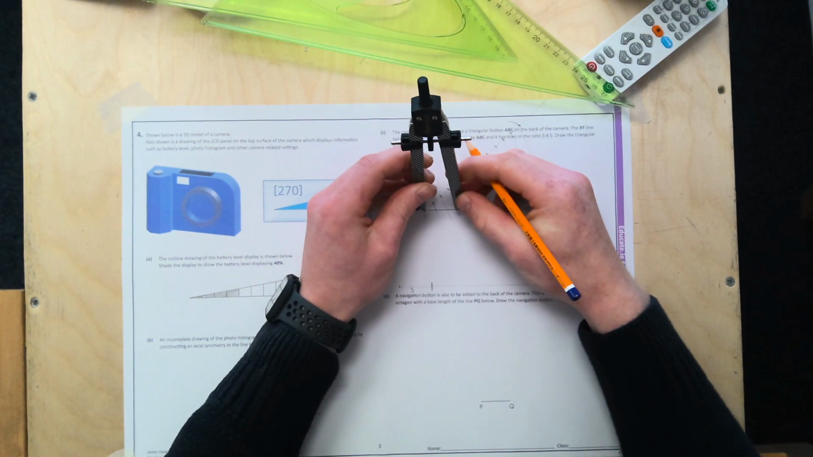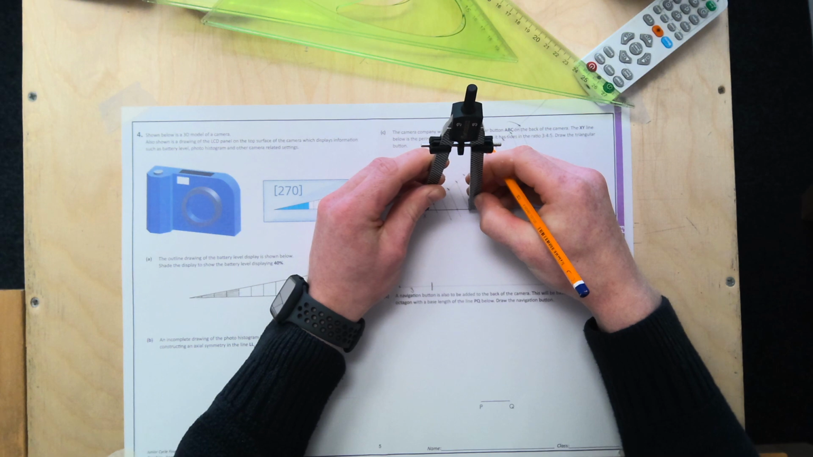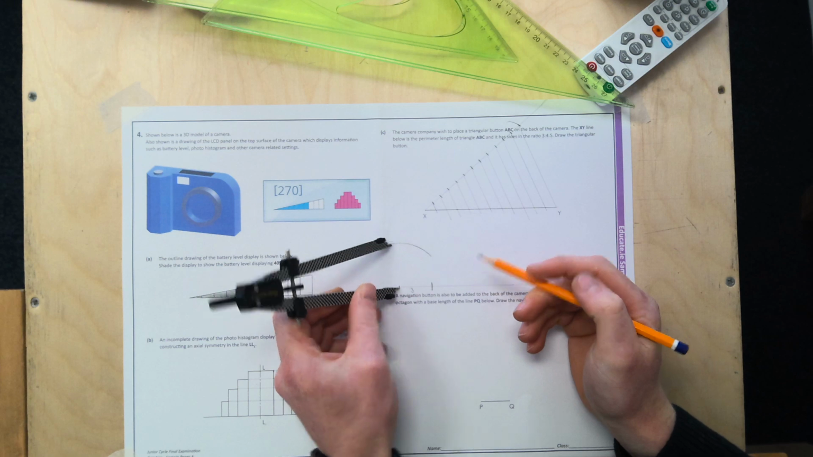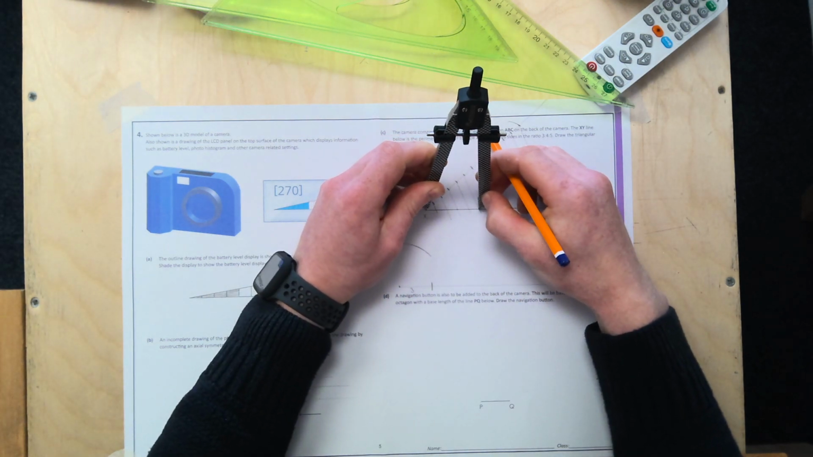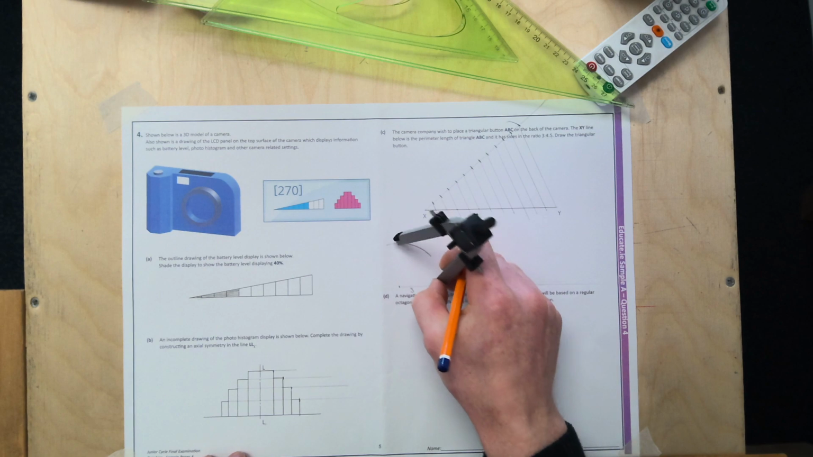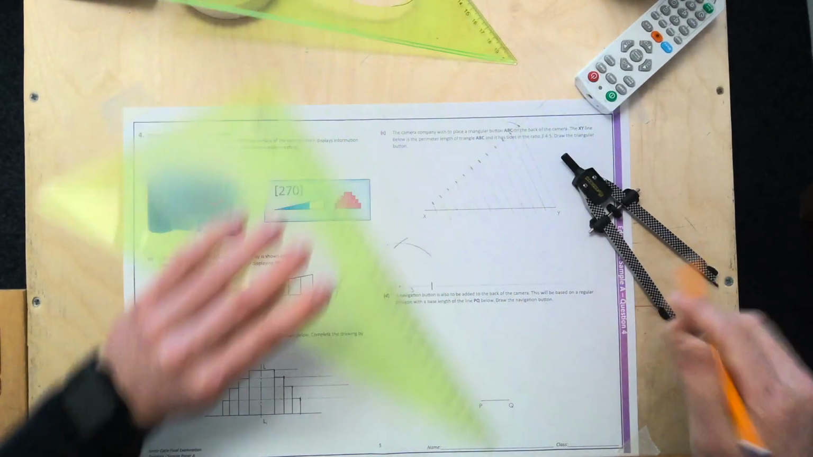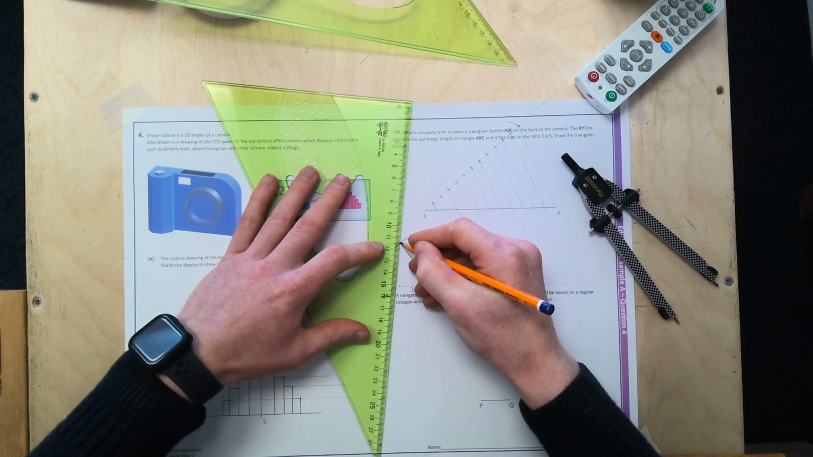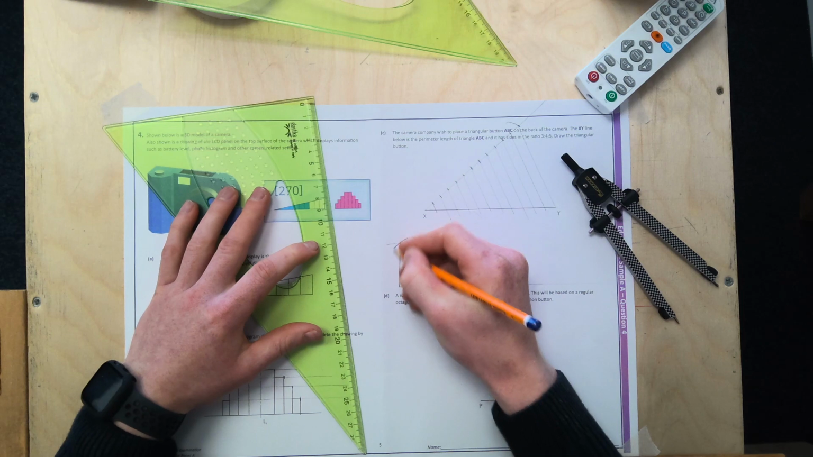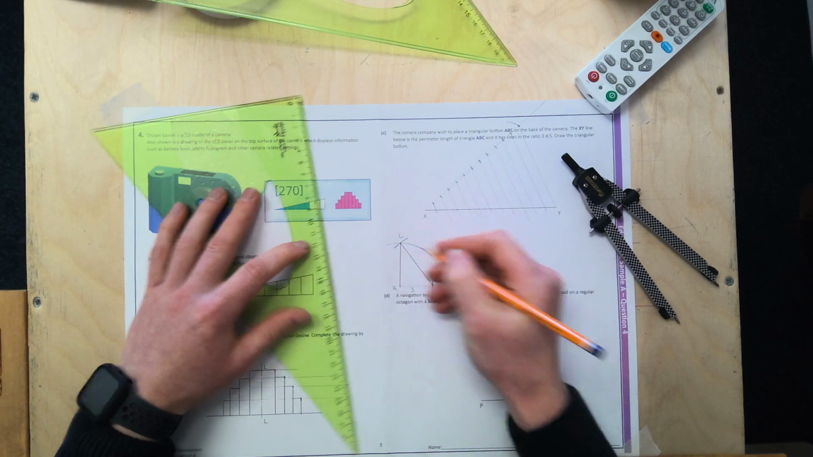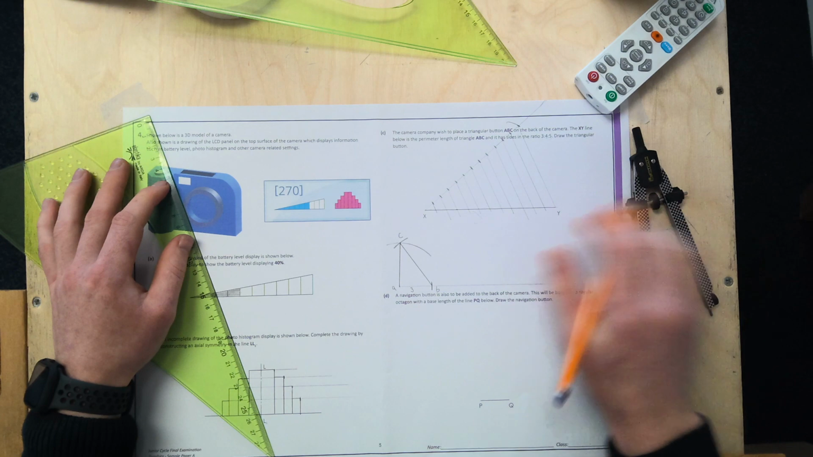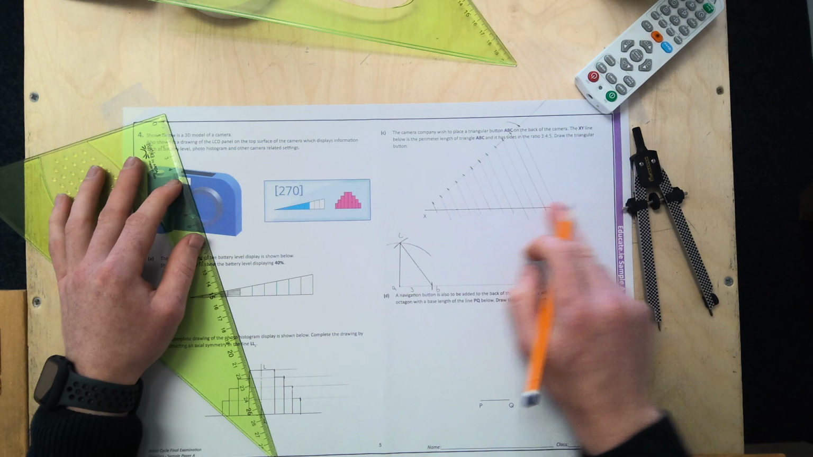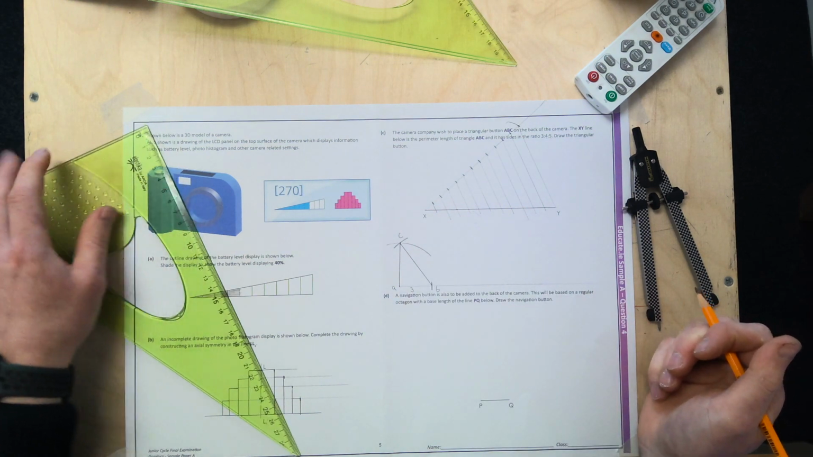Now I'm going to get 4, and I'm going to swing it from one of these points. Now I'm going to get 5, and I'm going to swing it from the opposite point till where they intersect. ABC. That triangle ABC now is in the ratio of 3:4:5 and has a perimeter the same length as that XY line. Okay, so that's how we do that question there.